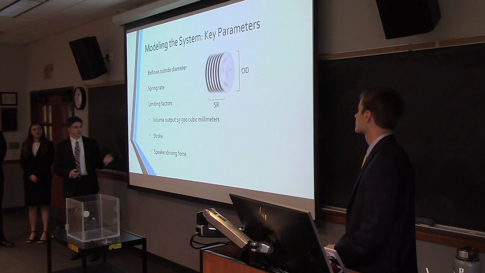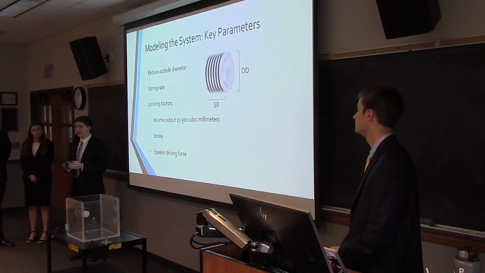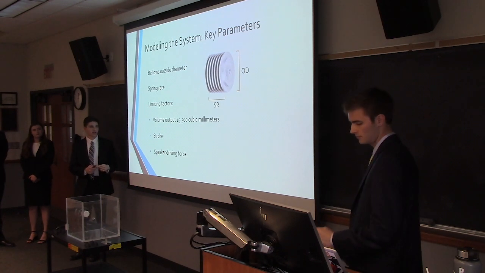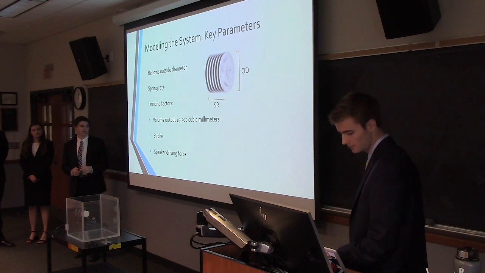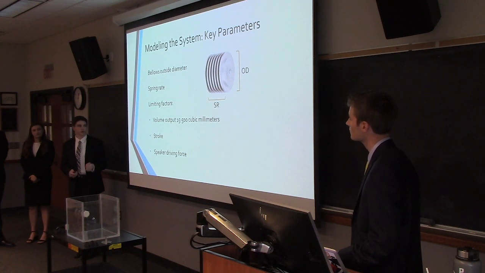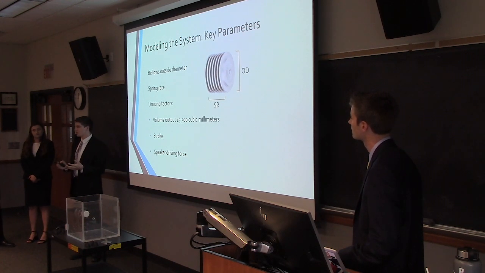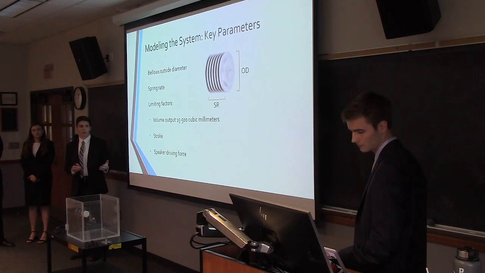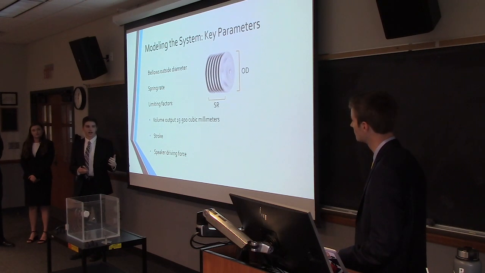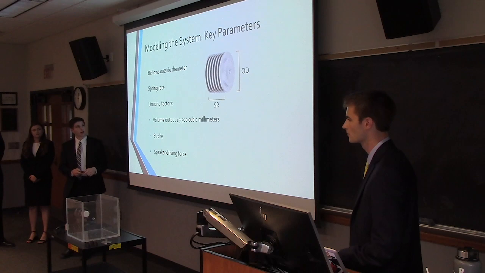The next thing is the stroke, and the stroke is the distance that the bellows moves back and forth when the speaker force drives it. We decided that about 0.5 millimeter is the optimal stroke for our system. The last thing being the speaker driving force. We needed to calculate how much force our speaker could output so that we could vary that as well in our code to figure out the best parameters.